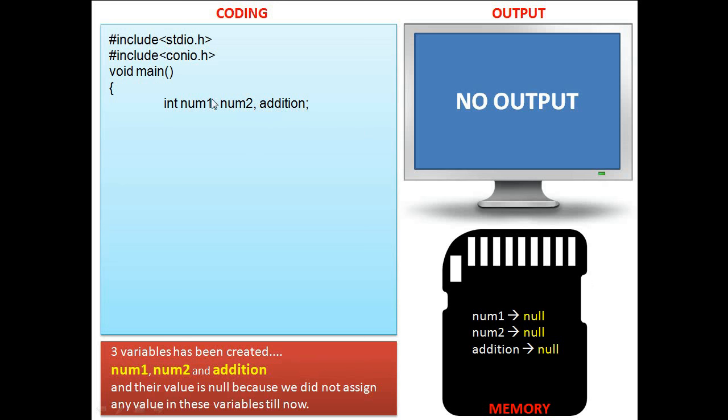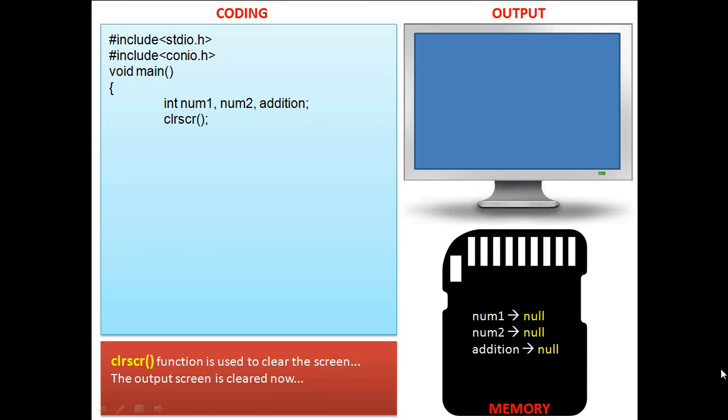Okay, so as you can see it does not display anything right now, so there is no output, and this particular instruction creates three variables num1, num2 and addition in the memory whose values are null, because we didn't provide any value to these variables till now, so the value is null.